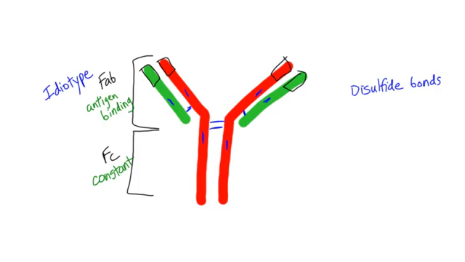And it's the Fc portion that determines the isotype of that antibody, whether it's an IgG antibody, or IgM, or IgA, or whatever. We'll talk about the function of those specific isotypes in a little bit. So the Fab portion determines the idiotype, and the Fc portion determines the isotype.